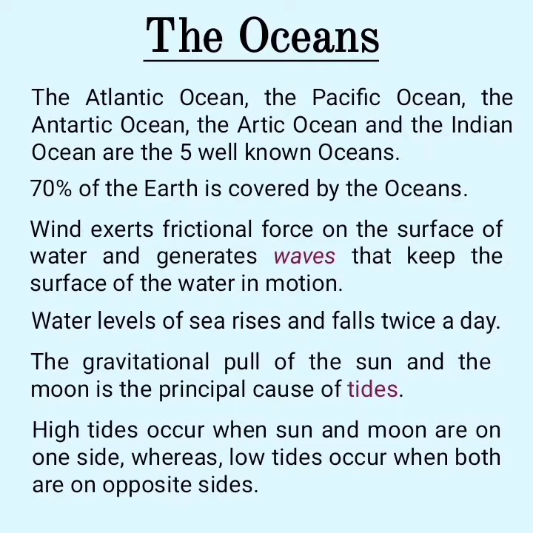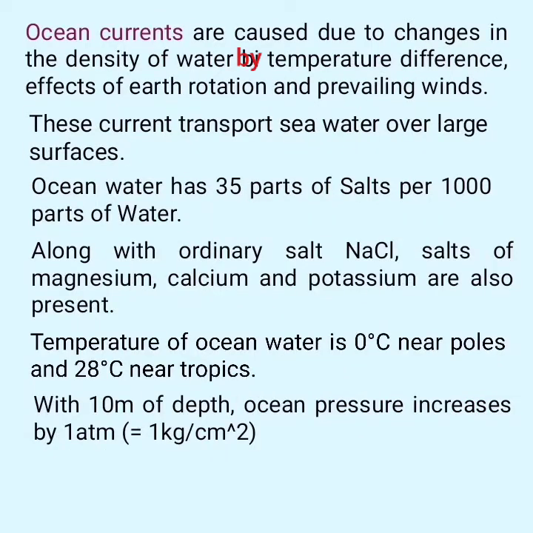The gravitational pull of the sun and the moon is the principal cause of tides. High tides occur when sun and moon are on one side, whereas low tides occur when both are on opposite sides. Ocean currents are caused due to changes in the density of water by temperature difference, effects of earth rotation, and prevailing winds. These currents transport seawater over large surfaces.